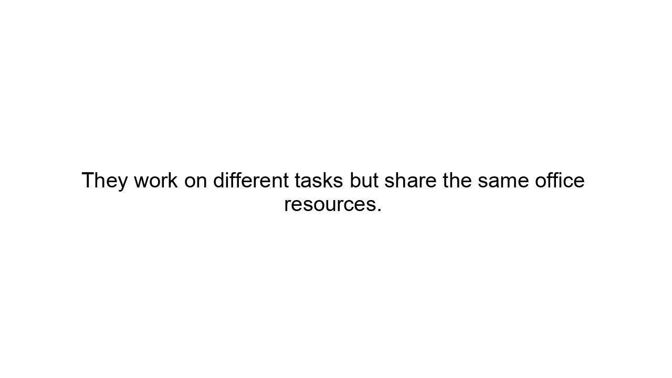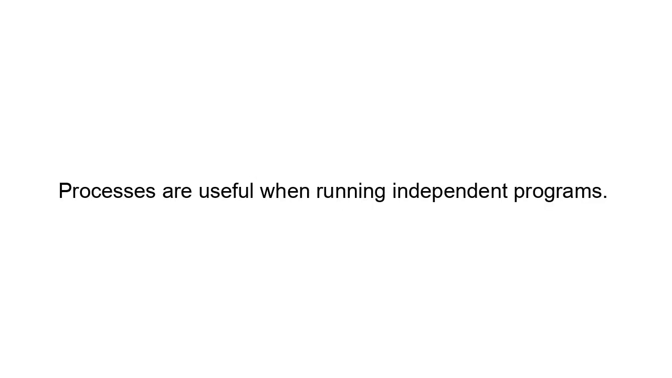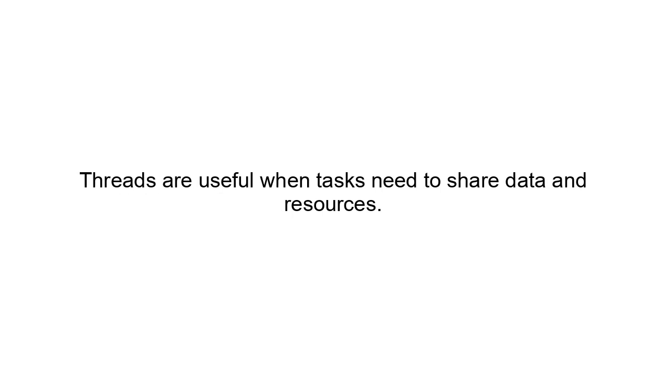Advantages of processes: strong isolation between programs, more stable execution, crashes do not affect other processes. Processes are useful when running independent programs. Advantages of threads: faster communication, lower memory usage, efficient multitasking, better performance for concurrent tasks. Threads are useful when tasks need to share data and resources.